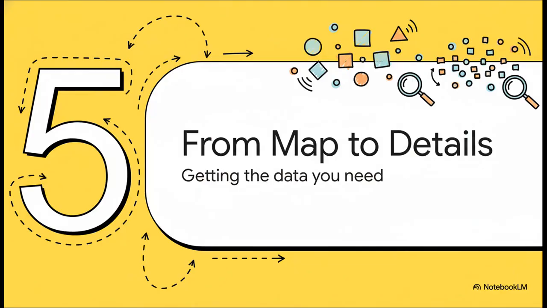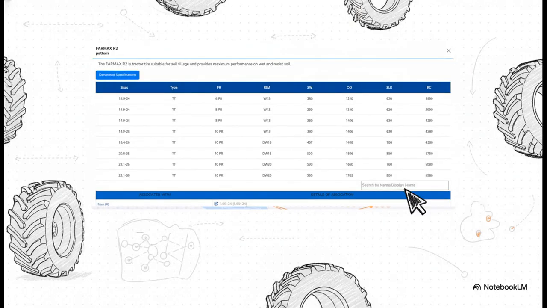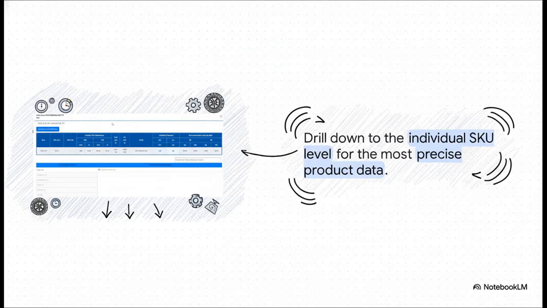And this brings us to the final leg of our tour, getting to that specific granular data that, let's be honest, is the ultimate destination for any user. So, after you've navigated the map, you land right here, the specific details. With just one click on a product, say the Pharmax R2 tire, you get this complete specification sheet. All the critical data, we're talking everything from size and rim type to load capacity, is just instantly available, totally clean and organized.